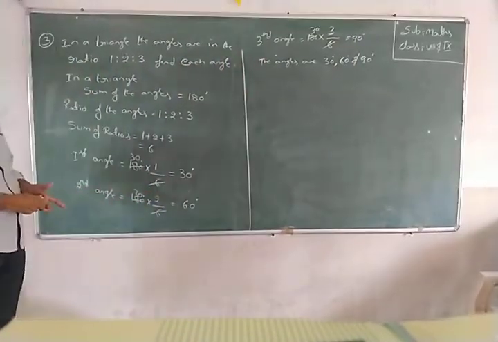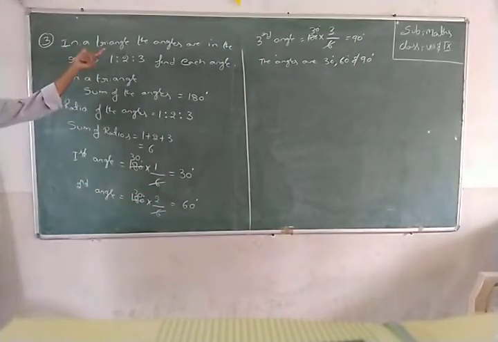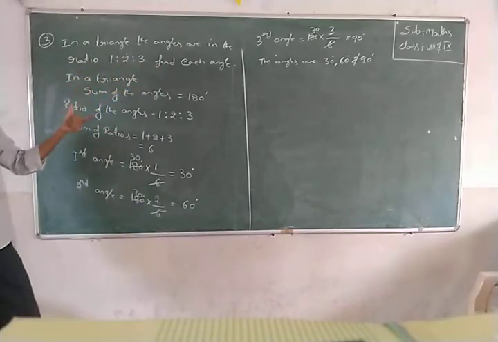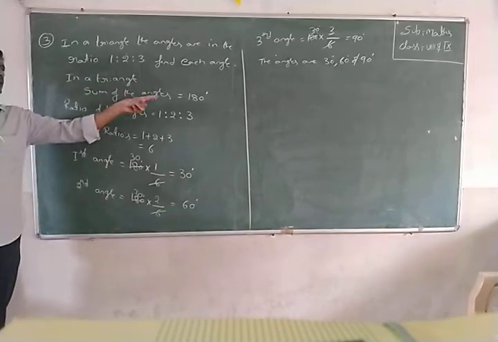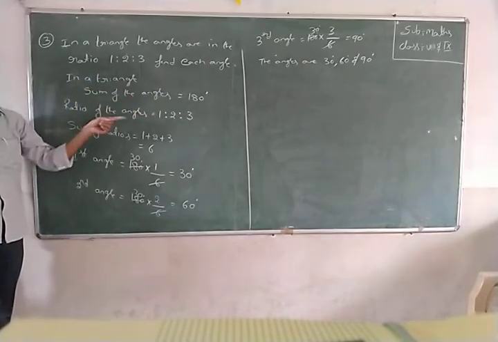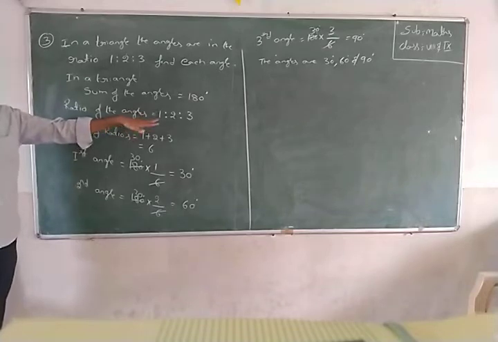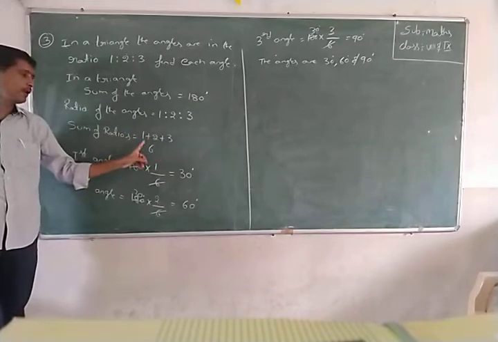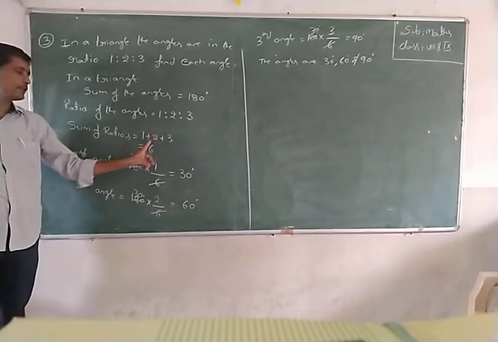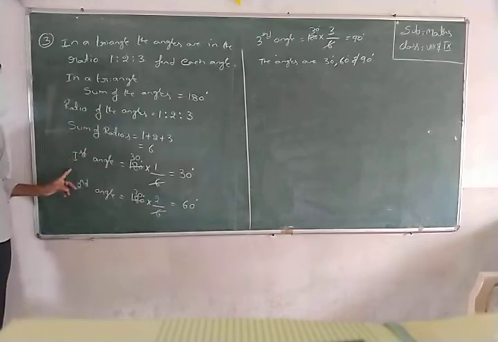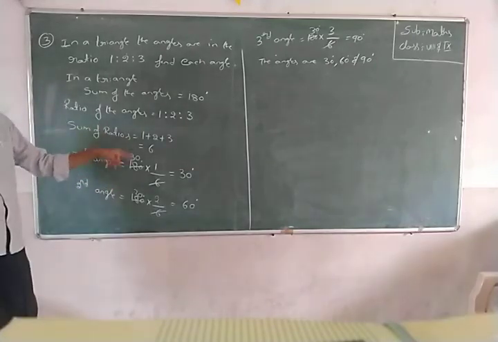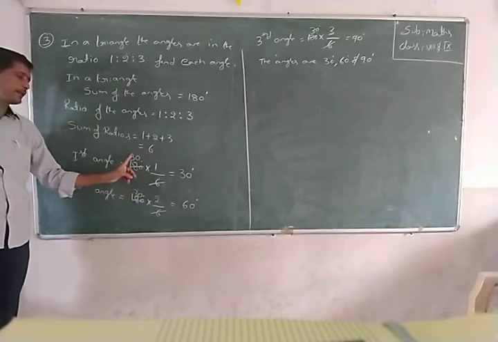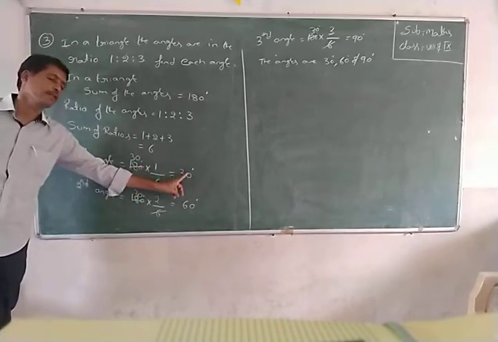Let's see one more time. In a triangle the angles are in the ratio 1:2:3. Find each angle. In a triangle the sum of the angles is 180 degrees. First find the sum of the ratios: 1 plus 2 plus 3 is 6. The first angle is 180 into the first ratio, 1 by 6. 6 in 180 is 30 times, 30 into 1 equals 30 degrees.